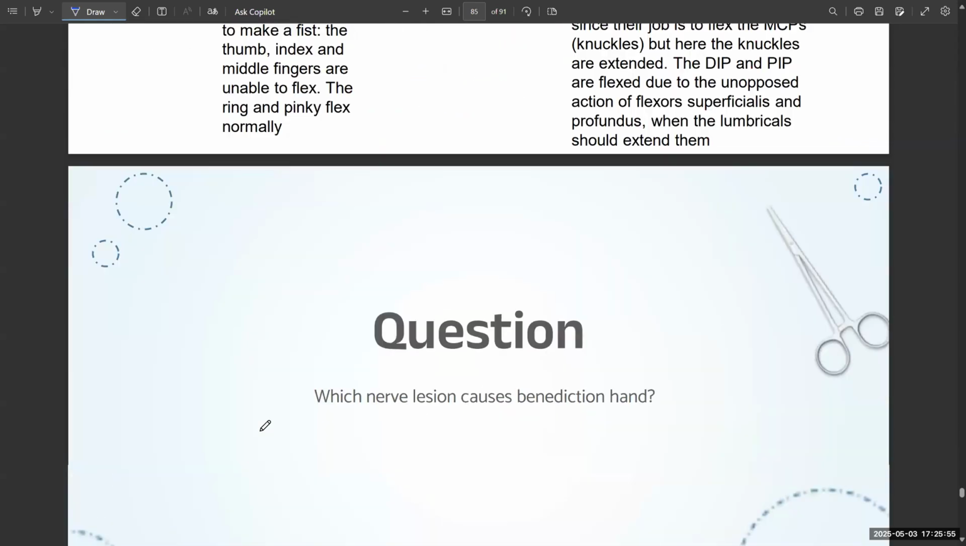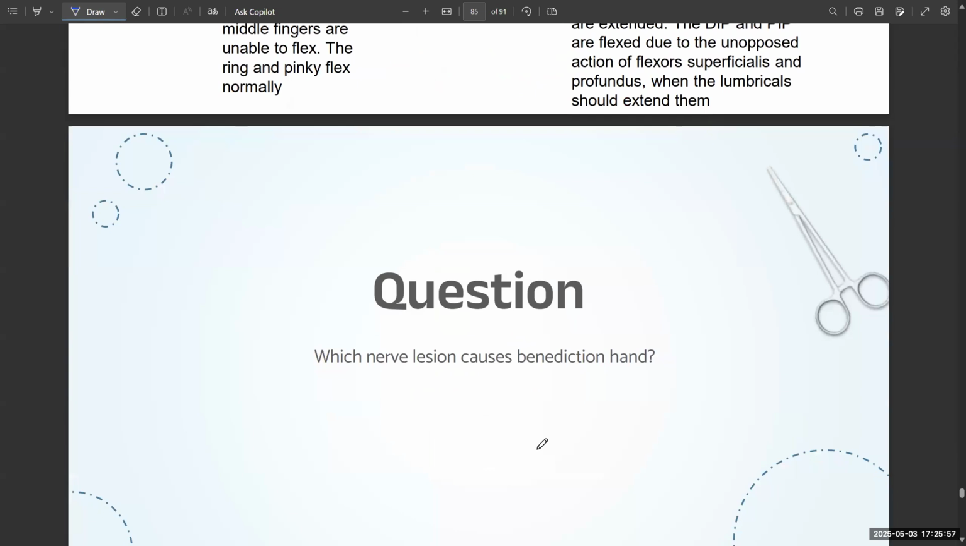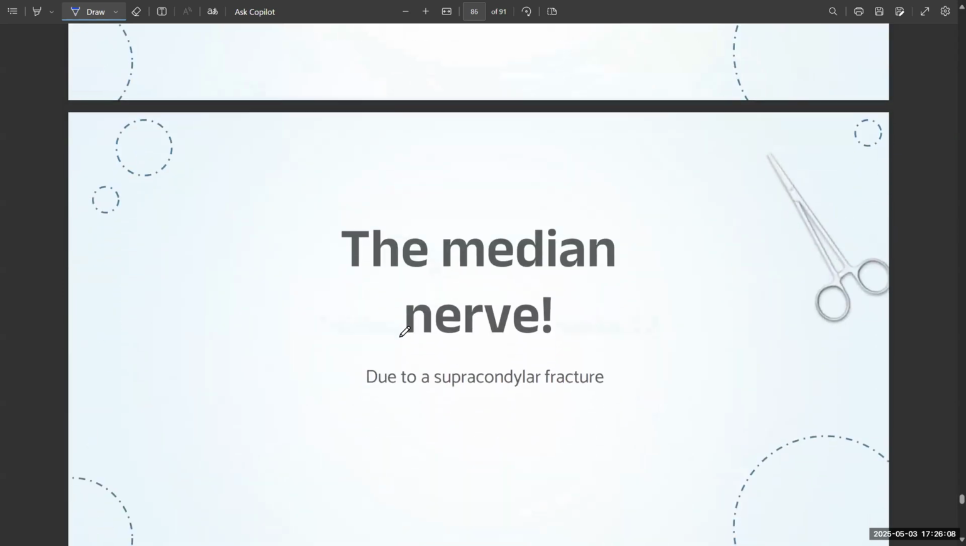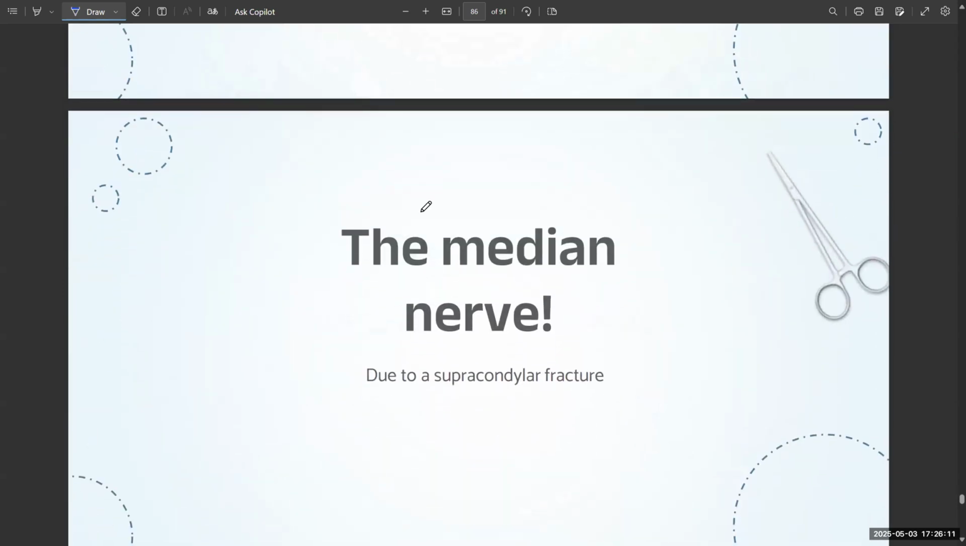This was just explanation. Okay, now it's time for questions. So you can just pause it and then answer and then move on. So question, which nerve lesion causes a benediction hand? The answer is the median nerve due to a supracondylar fracture.